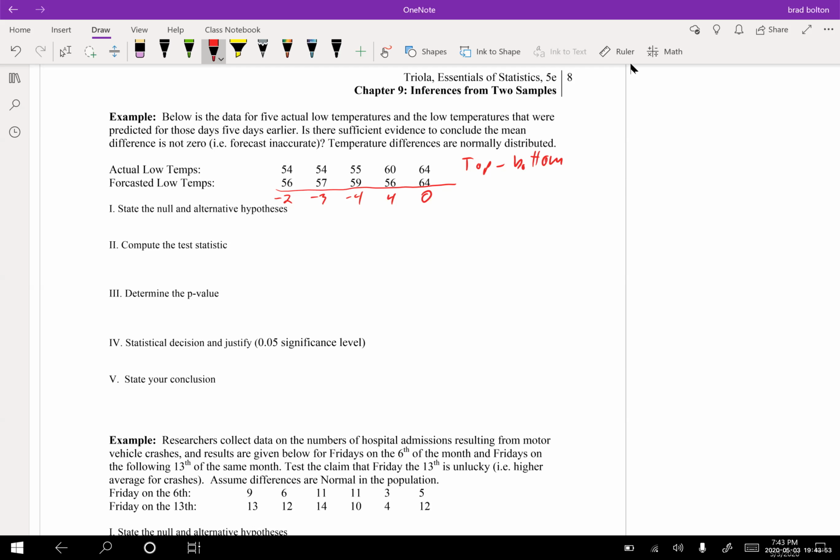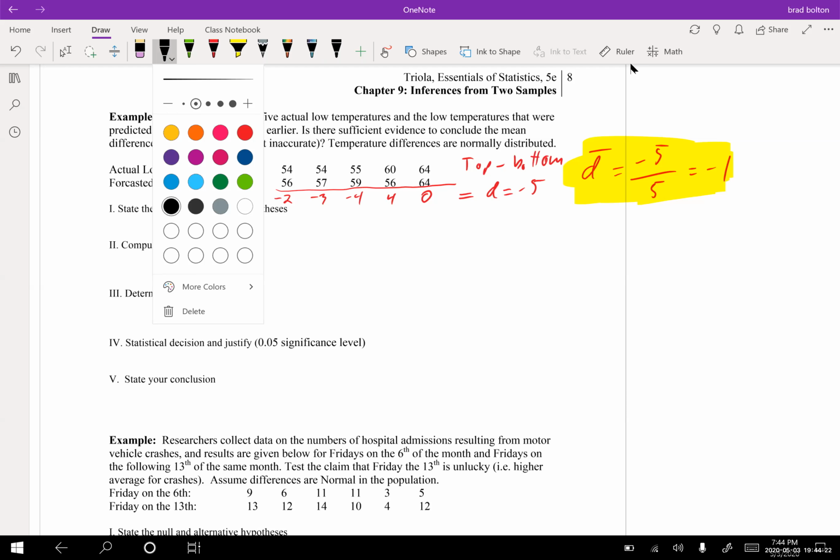Okay. So then if we were to add all these up, this would be the common difference, or not the common difference, that's a different class. Sorry, guys. This would be the sum of the differences. So we'd have -2, -3, so it'd be -5. And d bar is -5 divided by the number of pairs. Well, there's 5 pairs, so we get -1. So we technically have our d bar now. We have -1.